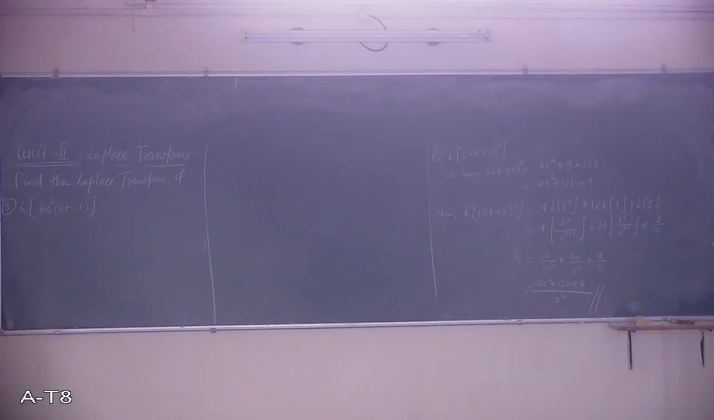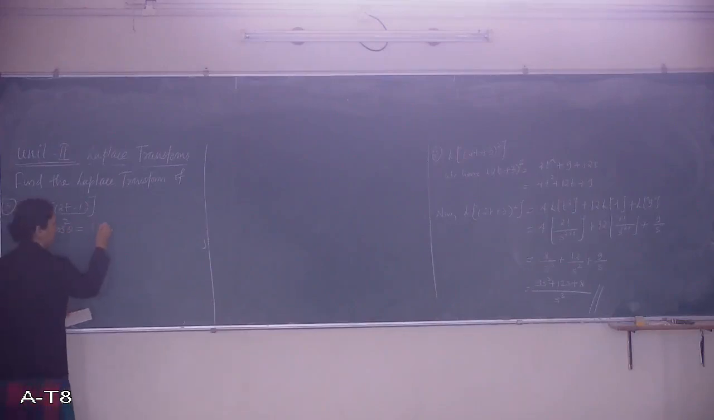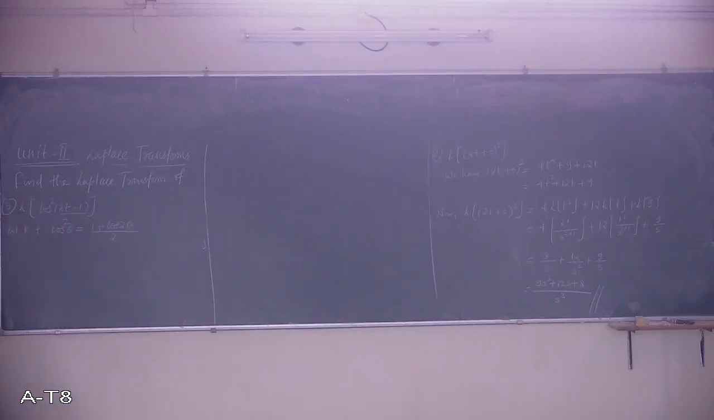Is it an elementary function? Is it of that form? No. But we can bring it into that form. How? We have the elementary function of the form cos of at or sin of at, right? So this we treat as theta. We know that cos square theta is (1 plus cos of 2 theta) divided by 2. So we can write cos square of (2t minus 1) as (1 plus cos 2 theta) divided by 2, where theta is 2t minus 1.